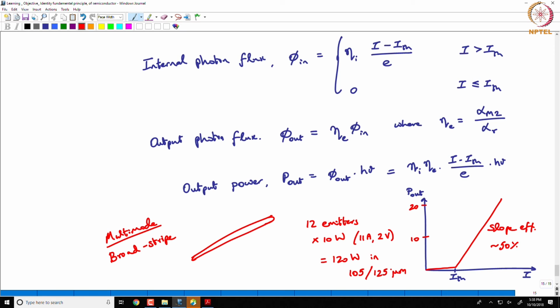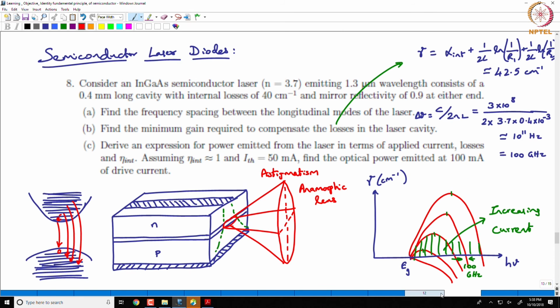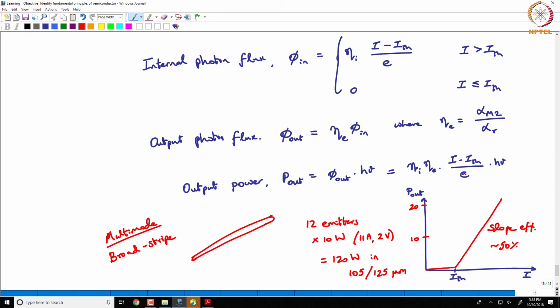Okay. So, did I answer all these questions? Well, the last part: assuming eta int equal to 1, I threshold 50 milliamps, find the optical power emitted at 100 milliamps. I suppose that is once again just substituting the corresponding values. The only thing you have to calculate is eta E, which you can calculate as alpha m2 over alpha r, and then you get the output power. So, let me stop at that point.